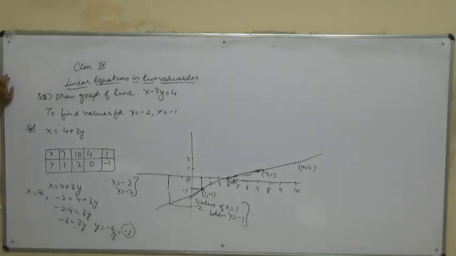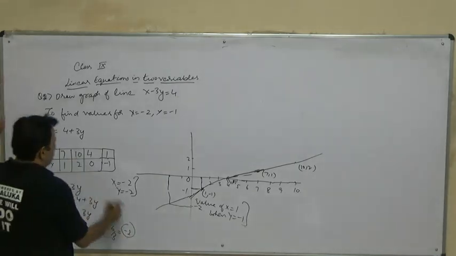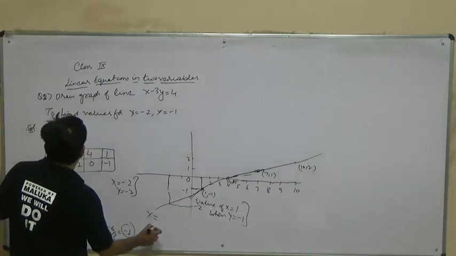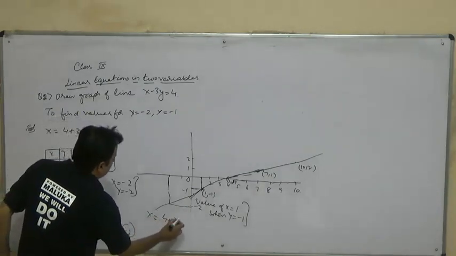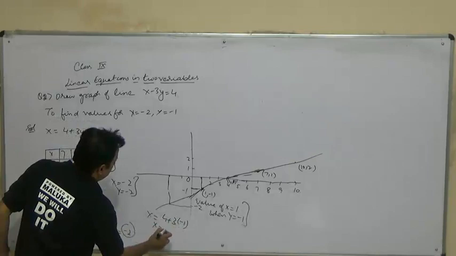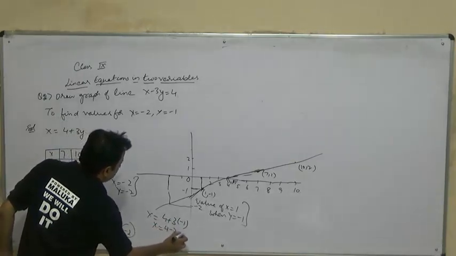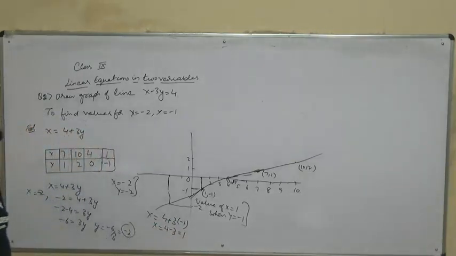And when y is equal to minus 1, x is equal to 4 plus 3 into minus 1, x is equal to 4 minus 3, which is equal to 1. So x is 1 for the value of y as minus 1. So you can see that we can plot the values, we can draw the graph, and similarly we can check the various values from here.